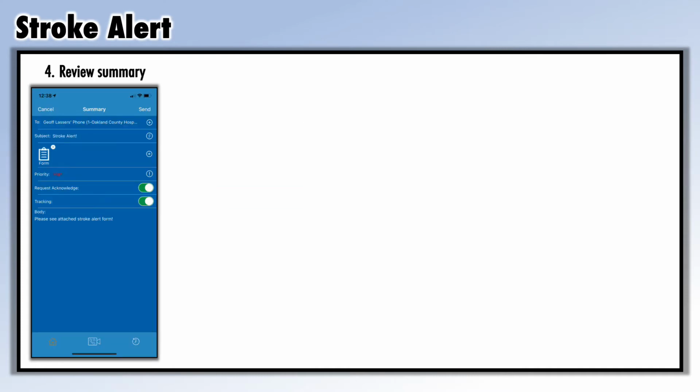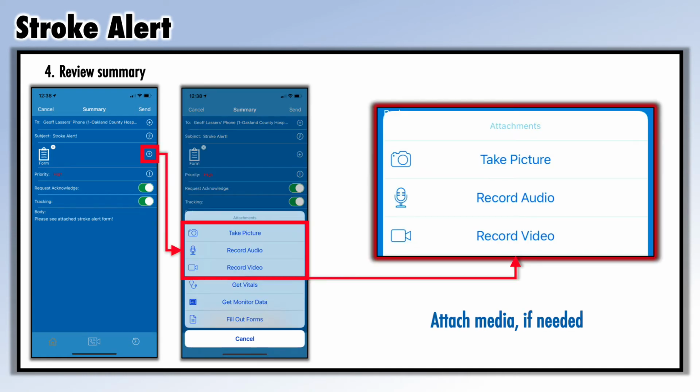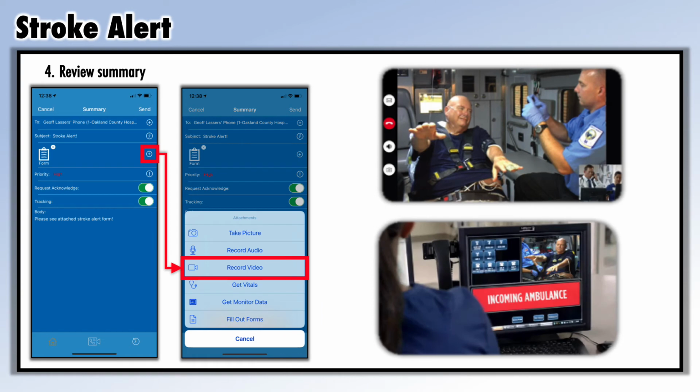Prior to sending, review the summary. Although not required, you can add text to the body of the notification. The eBridge application also allows EMS to send audio, video, or pictures along with the notification to help the hospital understand the circumstances of the scene so that they can best serve the EMS crew and the patient. In the case of a stroke patient, consider taking a video of your stroke assessment and sending it to the stroke center along with your notification form.